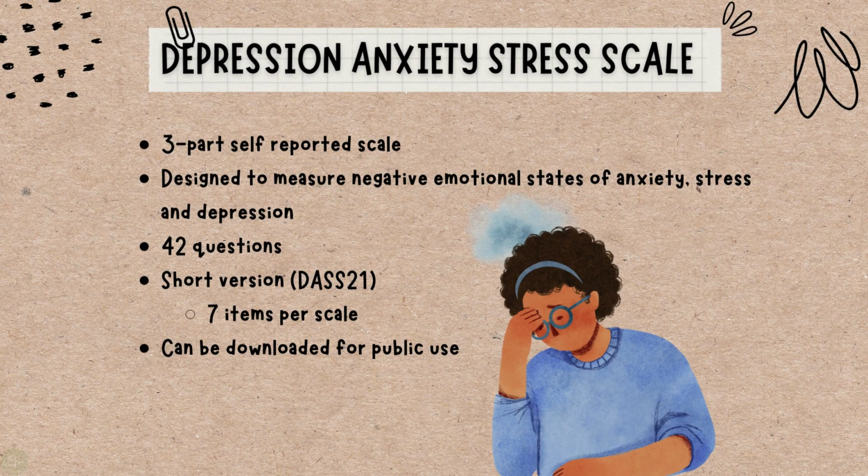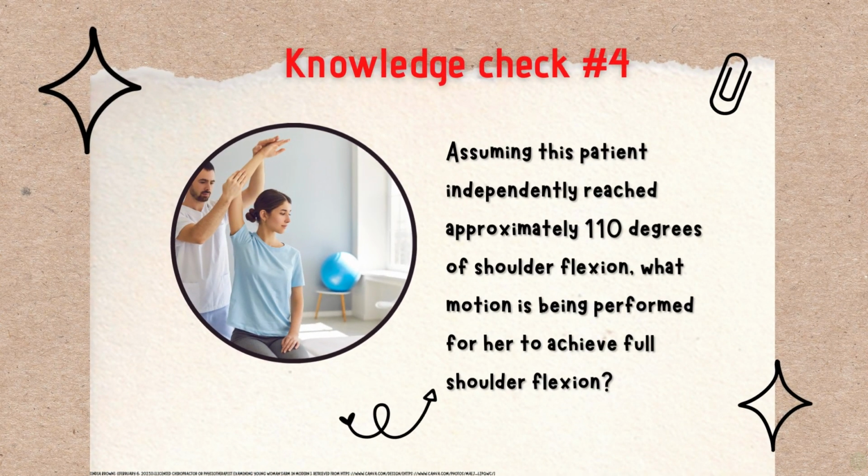So this is the depression, anxiety, and stress scale. From an OT's perspective, the reason why we want to assess this is because maybe the severity of this person's fracture has hindered them from participating in their ADLs, and now that affects them socially and mentally. The way that we assess this is it's a three-part self-reported scale, and it asks questions about how they feel, but with a negative perspective. There's 42 questions, but they also have a short version, and this can be downloaded on the internet for public use. Knowledge check. Assuming this patient independently reached approximately 110 degrees of shoulder flexion, what motion is being performed for her to achieve full shoulder flexion?